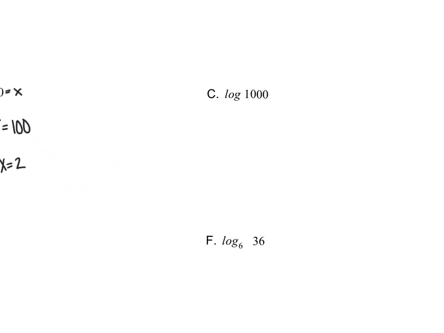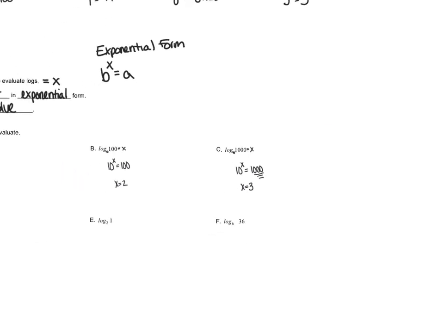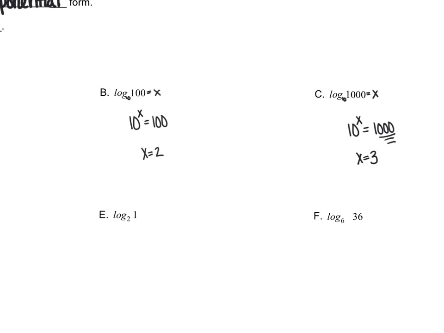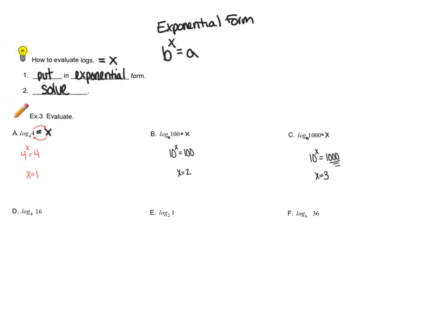This one, again, no base. We fill in a base. We put equals x. We write it in exponential form. 10 to the x equals 1,000. Now, if we're asking ourselves what power x is, it has to be 3 because there are 3 zeros here, so that's the power that x goes to. If we go back to letter D, notice that there are 2 zeros, and that's the power x is to.